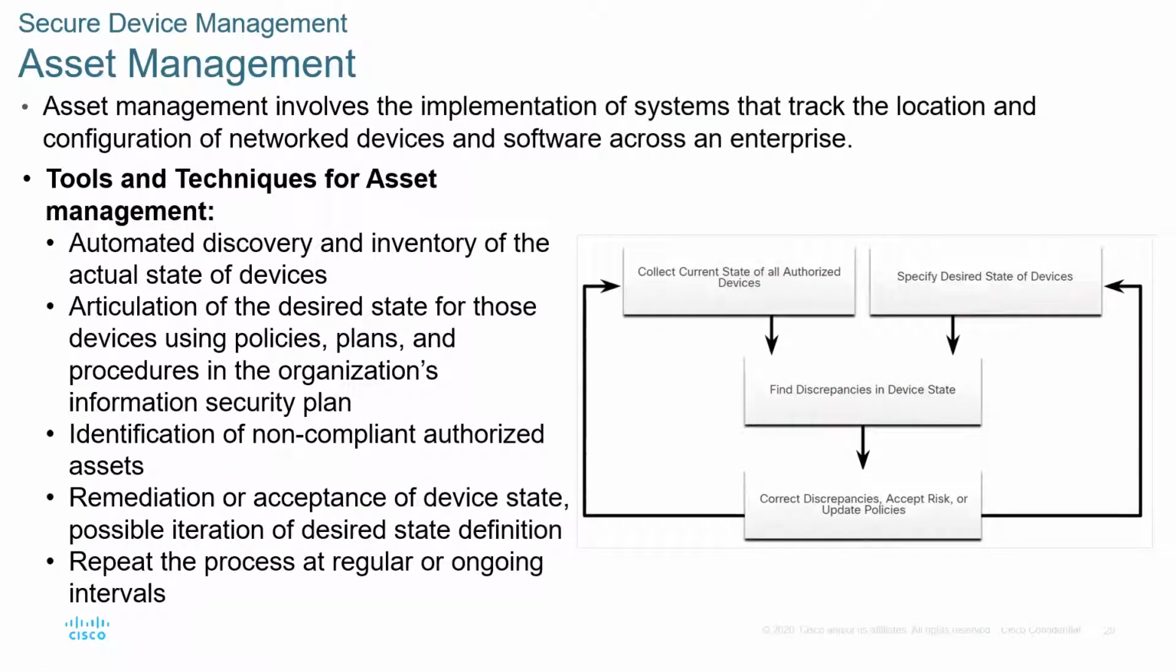So for asset management, this is going to be the implementation of systems that track the location and configuration of network-connected devices, as well as software across the enterprise itself. There are automated discovery tools and inventory of actual stated devices. There's articulation of desired states for those devices using policies, plans, and procedures within the organization's information security plan. Identification of a non-compliant authorized asset, or remediation or acceptance of this device state, is possible with an iteration of the desired state definition. Repeat that process on regular ongoing intervals.